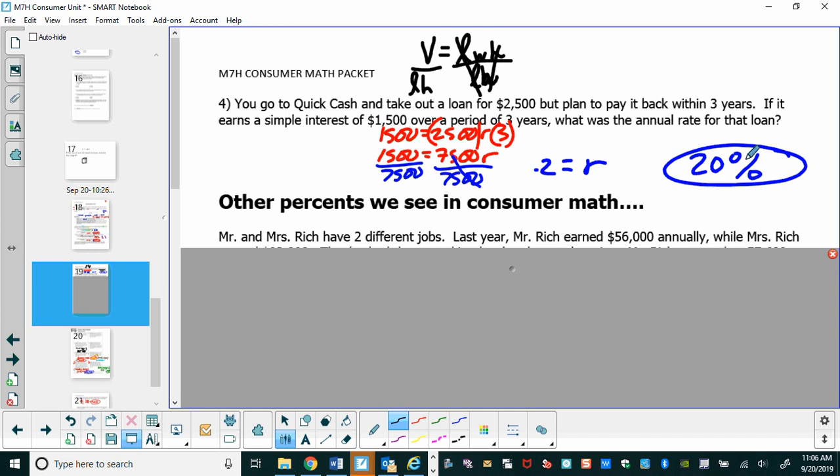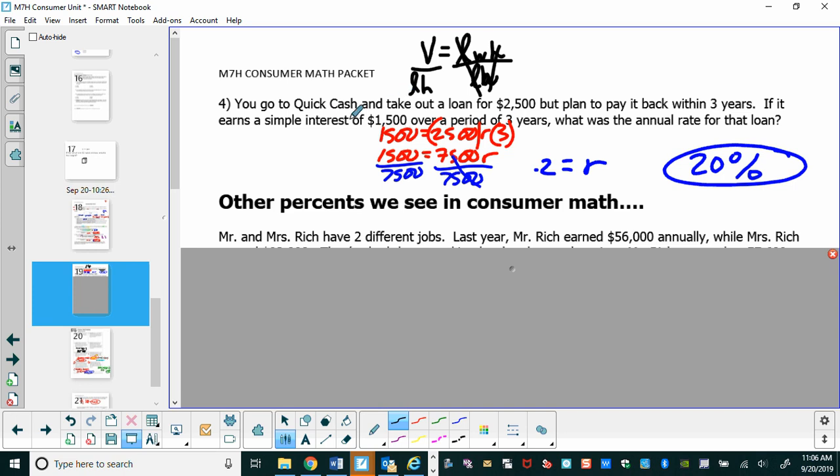That was the interest rate that was used for quick cash if you take out just a small loan and try to pay it back within 3 years. Now we've talked a lot about different interest rates, and you can see here that 20% is a pretty high interest rate. The $1,500 is a lot to have to pay back in addition to only the $2,500 that you borrowed.